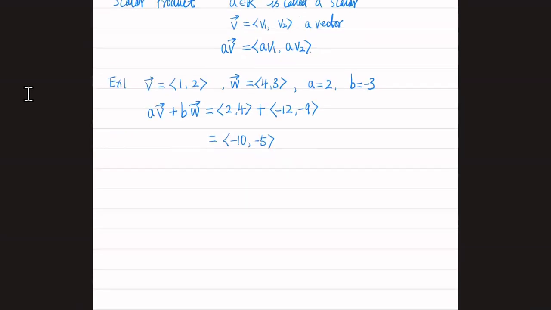Wait, so I'm just trying to clarify here. You add them, right? So first scalar product, second scalar product. Then I add them. 2 add -12 is -10. 4 and -9 is -5. Okay, so I add them.